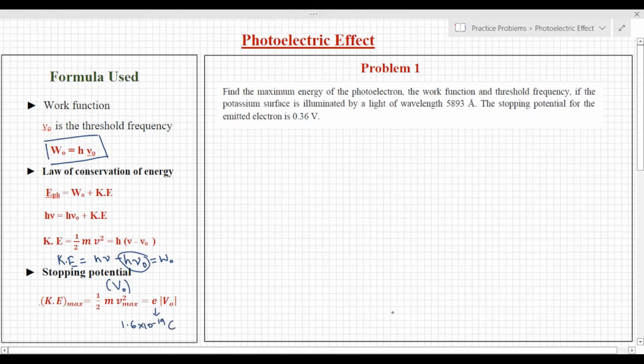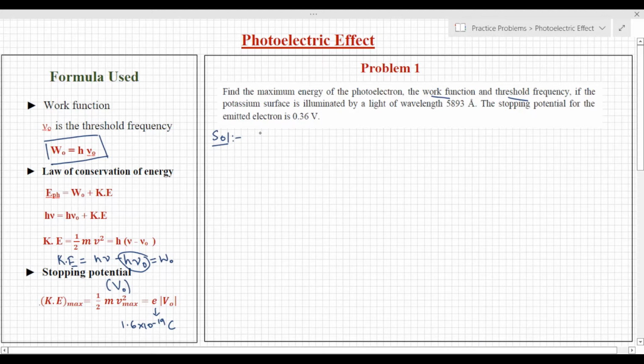Okay, now we'll look at problem number 1. The problem says: find the maximum energy of the photoelectron, the work function and the threshold frequency, if the potassium surface is illuminated by light of wavelength 5893 angstrom. The stopping potential for the emitted electron is 0.36 volt. So you have to find out the maximum kinetic energy of the photoelectron, the work function, and the threshold frequency. First of all, we will write what is given here.